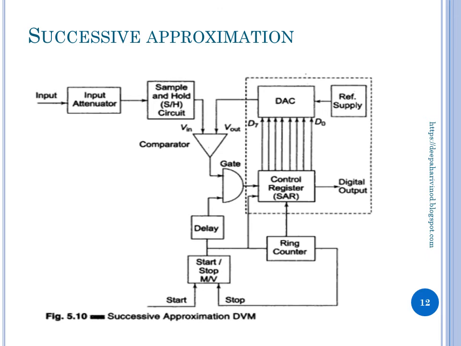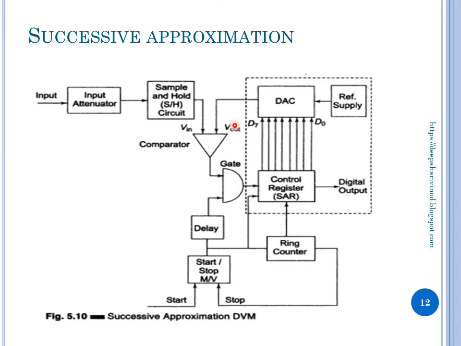Now the start pulse is applied to the multivibrator. Here we can see the start stop multivibrator. So the start pulse is applied to the multivibrator. This sets 1 in the MSB of the control register and 0 in all other bits. So when the start pulse is applied, it sets 1 here and all other bits will be 0. This initial setting of the register causes the output of the D to A converter to be half the reference voltage. So when this is set, the output becomes half the reference voltage.